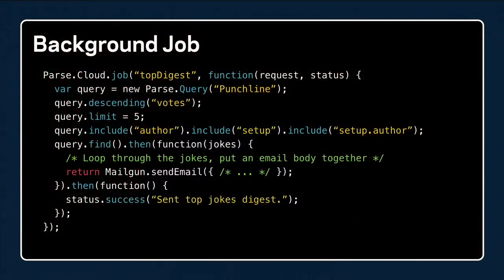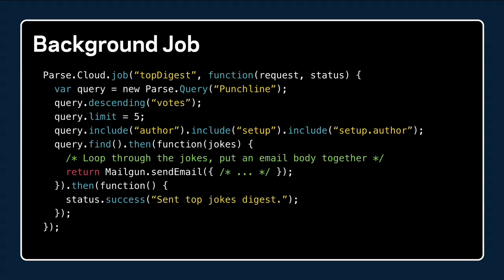So in here, we'll create a new query for Punchline. We'll order it descending on votes, and we'll limit it to 5. And here we want more than just the punchline. We want the author of the punchline, we want the setup that the punchline is attached to, and we actually want the author of the setup too. We want to be able to put all that stuff together. So I want to mention here that the constraint methods on the Parse query, they actually return the query itself, so you can chain calls.